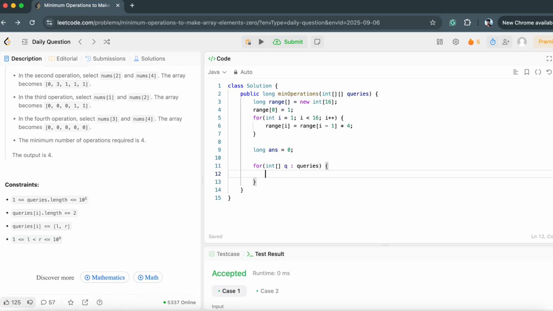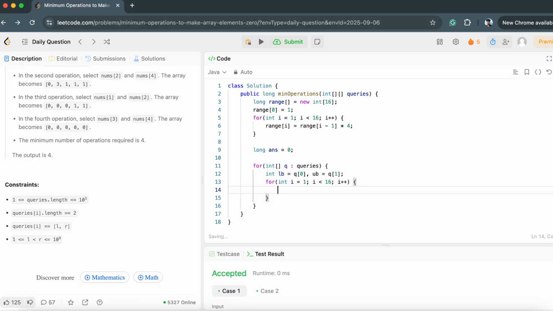Okay, so yes, here the lower bound LB is basically q of 0. The upper bound is basically q of 1. The moment we got this lower bound and upper bound for this particular query, we will run a for loop, and it will start from i equals 0 and go all the way to 16, i plus plus. And in this particular for loop, what I can do is we will calculate the ranges.